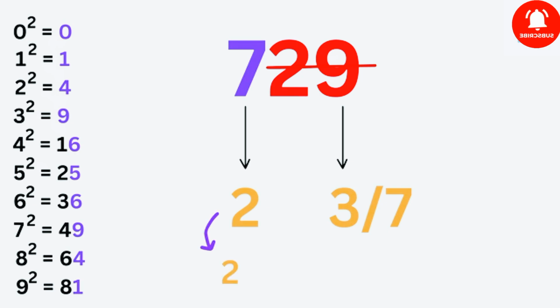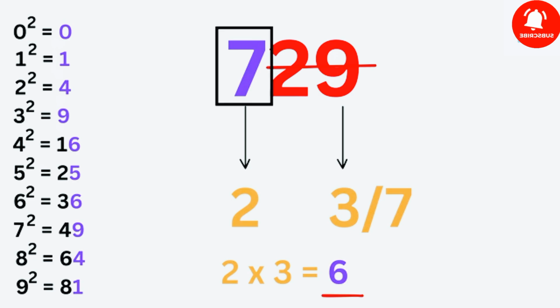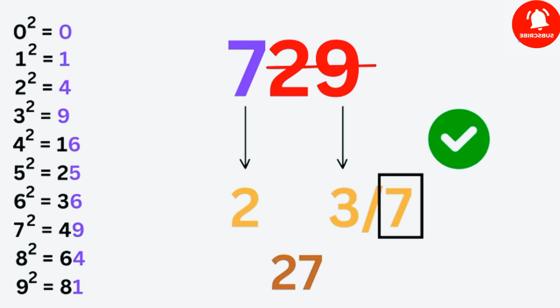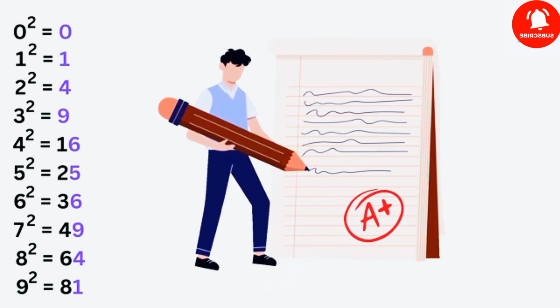To find the correct number, take this 2 here and multiply it by the next number after it, which is 3. So 2 times 3 will be 6. Finally, what we will do is compare this 6 with this number, which is 7. So if 7 is less than this 6, we choose the lesser number, or this 3. And if it is greater than 6, then we choose the bigger number, or this 7. For this case, 7 is greater than 6, and hence we choose this 7. Therefore, our answer is 27.